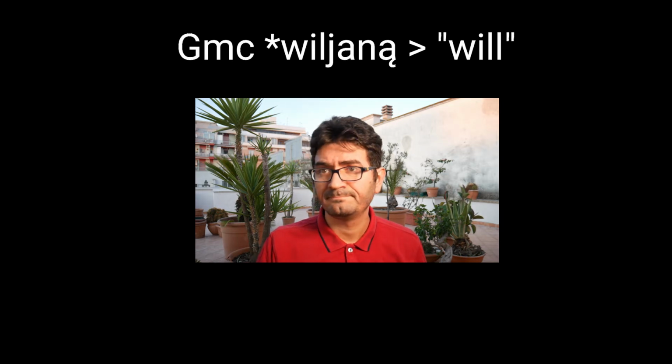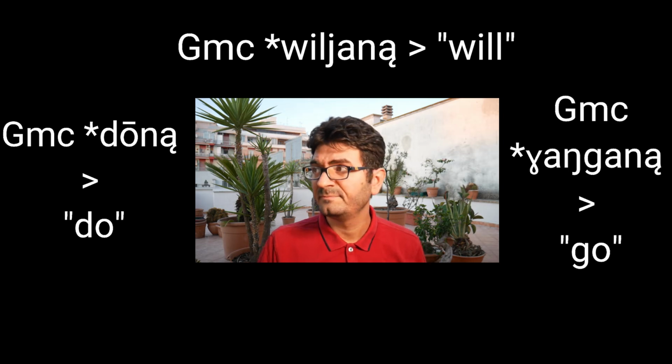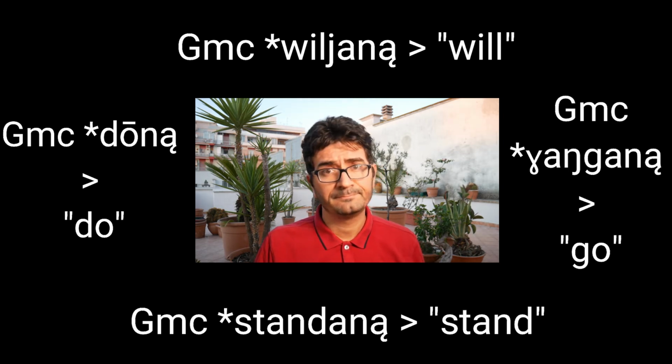To the same category belong the Germanic verbs willianen, that is will in English, donen, to do, ganganen, to go, and finally standanen, to stand. But stop talking about verbs.